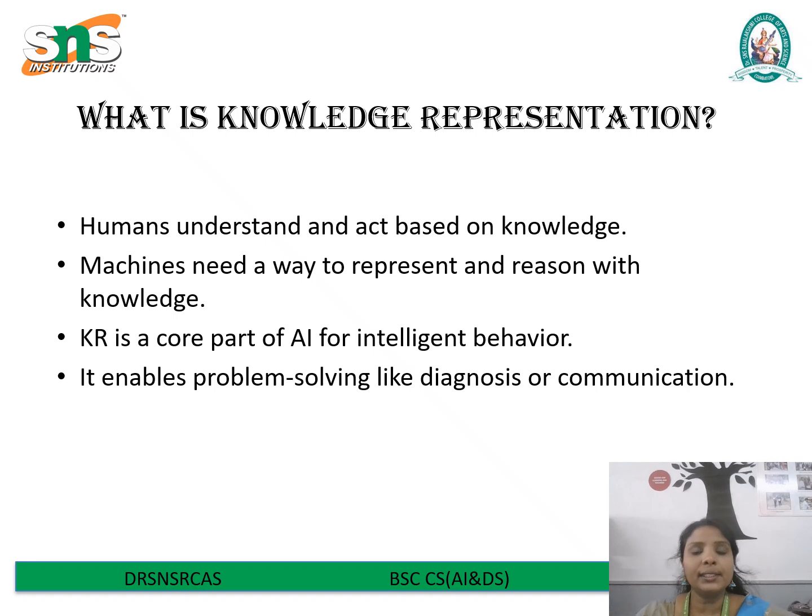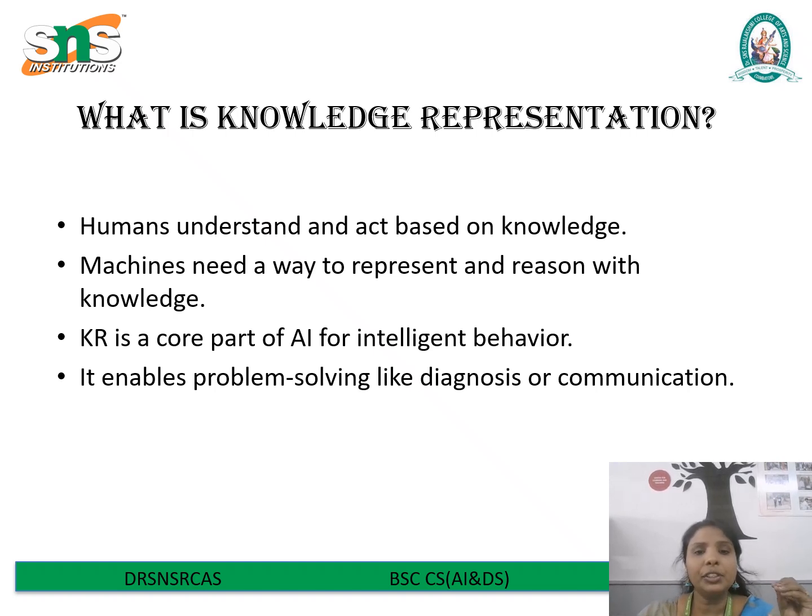Knowledge representation is a fundamental concept in artificial intelligence because it bridges the gap between human and machine processing. Humans naturally interpret, reason and act based on the knowledge they acquire through experience and learning. However, for machines to function intelligently, they require a structured way to represent that knowledge. This is where knowledge representation comes in.